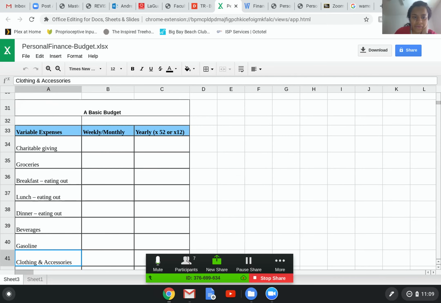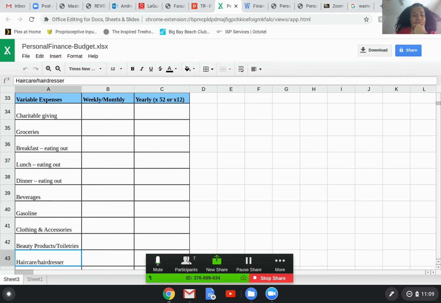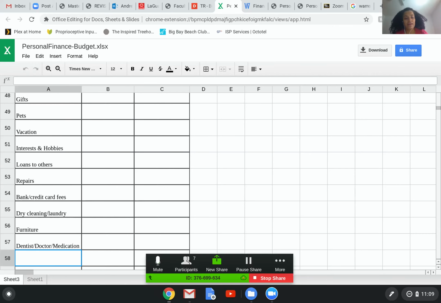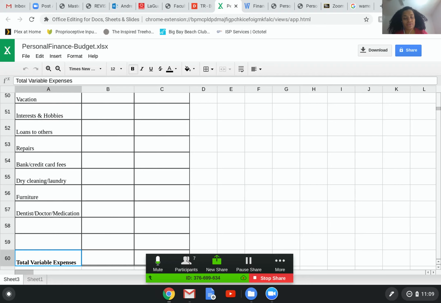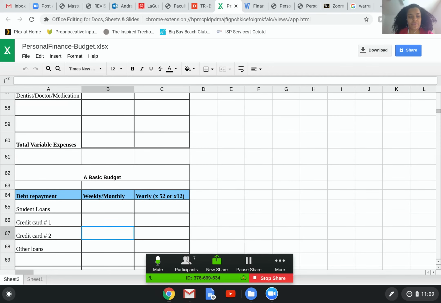And then for variable expenses, maybe base it on the last month that you had before lockdown. What did you spend on eating out, which varies? What were you spending on groceries, clothing, beauty, manicures, pedicures, gifts, etc.? You can also add your own, because there's probably stuff I forgot about. And then that's the total of the variable expenses. Then if there are any payments you have to make on loans, credit cards, etc.